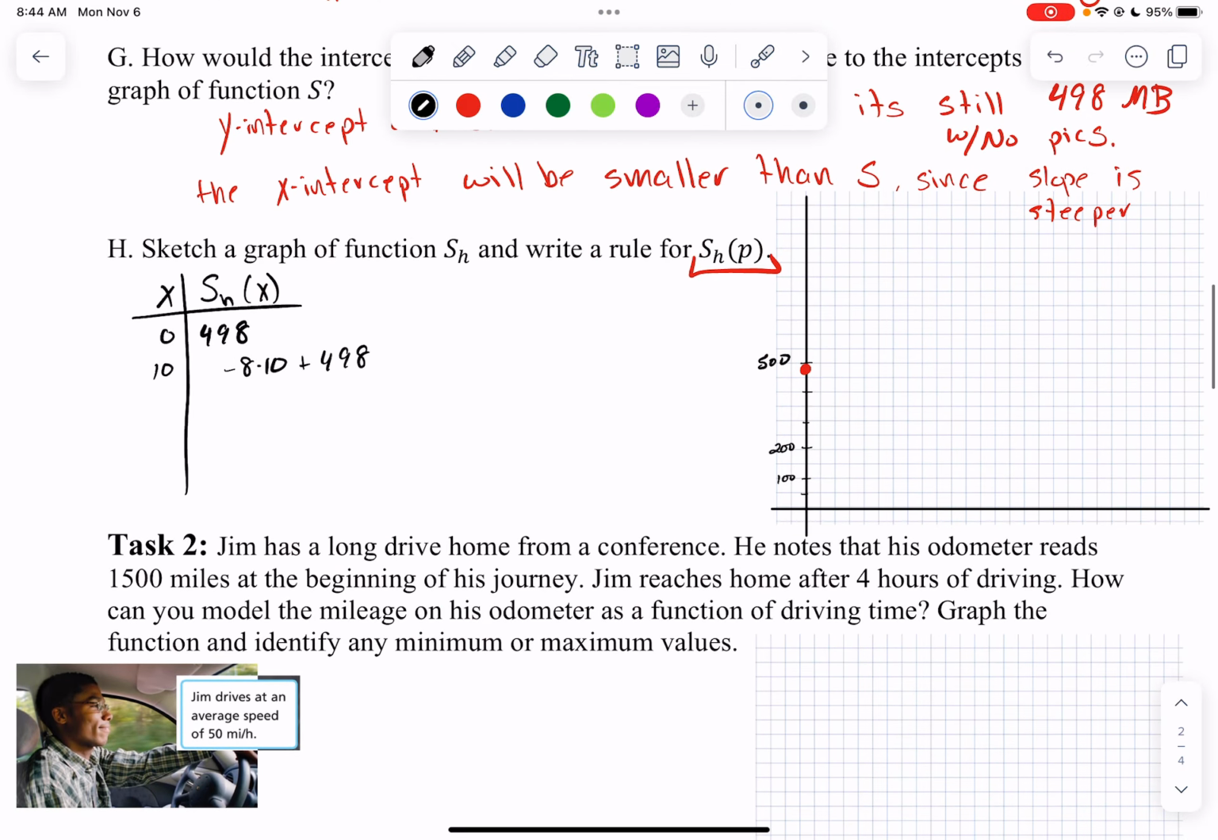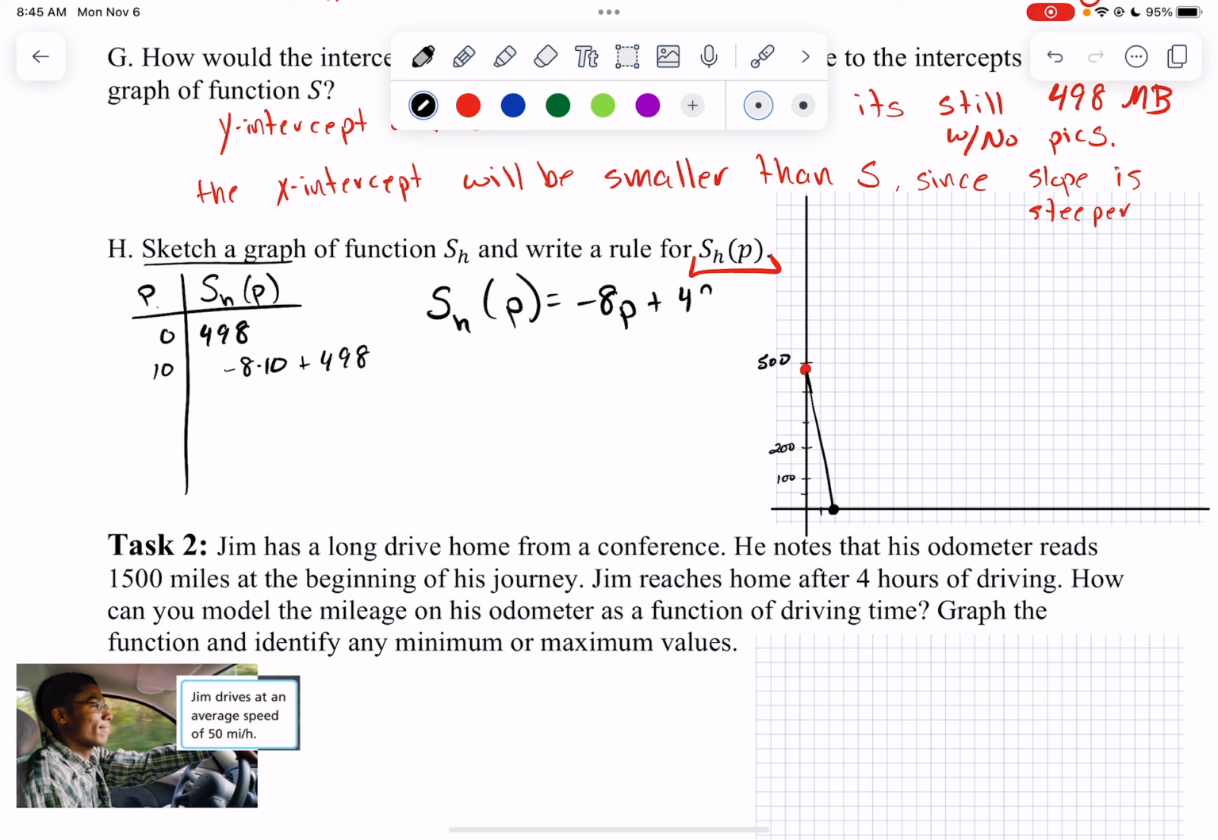We just need to figure out what this point is to help us out there a bit. Again, I just kind of sketched. We would need to, because again, it says sketch a graph, but we want to write a rule, which we already kind of did. S of h of p. Oh, sorry, I shouldn't have been using x's for this. This was p's. P is my input. S of h of p is going to be negative 8p plus 498.